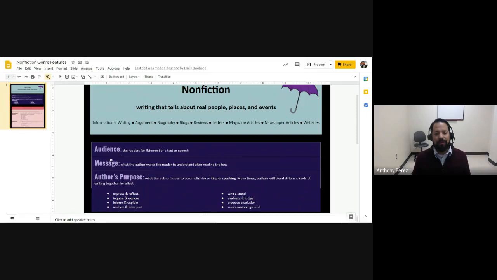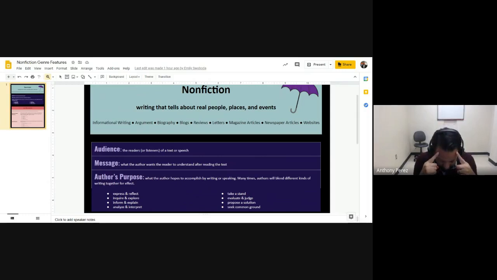Okay, so one of the first things you've got to think about when you're reading nonfiction is these three things. Who is the audience? What is the message of the writer? And what is that writer or author's purpose? So the audience is the people or listeners of the text or speech. Now, that can get a little bit confusing, because there might be an intended audience or a primary audience, the audience that the writer was thinking of. And then there might be a secondary audience, somebody who is reading this or watching this that the writer didn't necessarily intend for them to read, but they wanted to read it just for fun, or in your case, it was assigned to you, right?